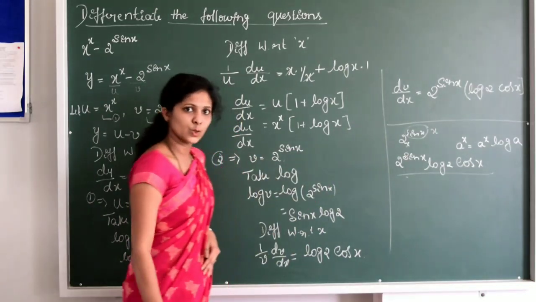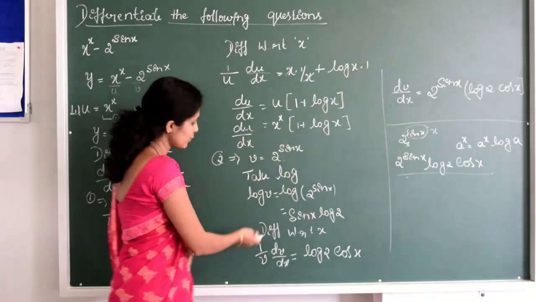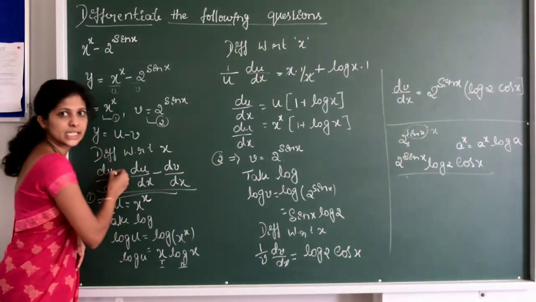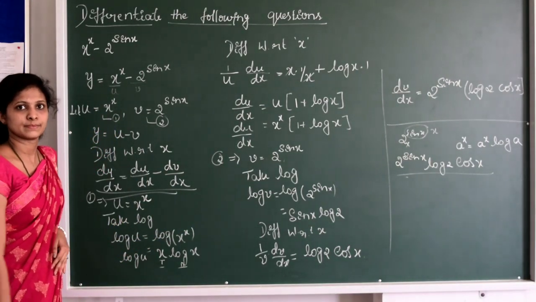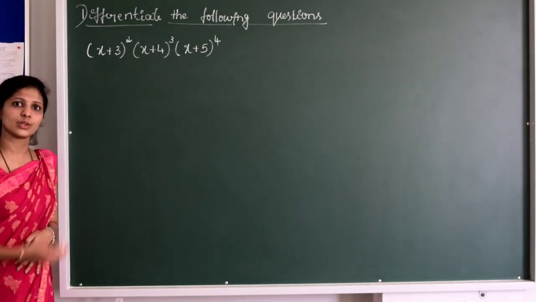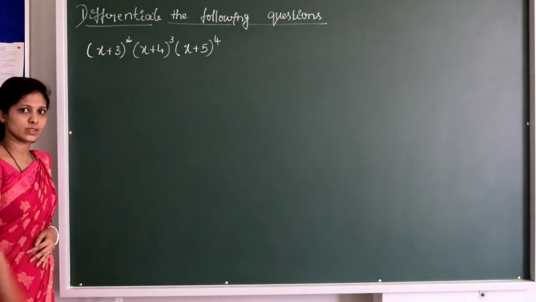Directly you can write that also, no problem. Finally substitute the value of du by dx and dv by dx in this equation. So that will give you the dy by dx. See the next problem. For this problem directly you can use the product rule or, here I will use the log method.